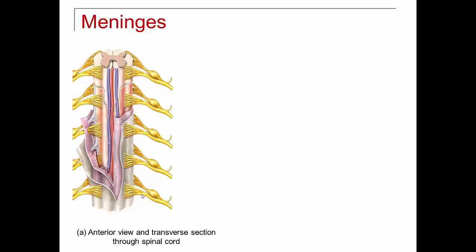Now we're going to talk about those protective coverings that surround the spinal cord called the meninges. The meninges are continuous with the meninges of the brain, so you can sort of think of them as a sac or covering that covers the brain and then continues down around the spinal cord. On the image here, we have a cross-section of a portion of the spinal cord. You can see the spinal nerves exiting here, and they're represented here in yellow. The spinal meninges are made up of 3 different layers.